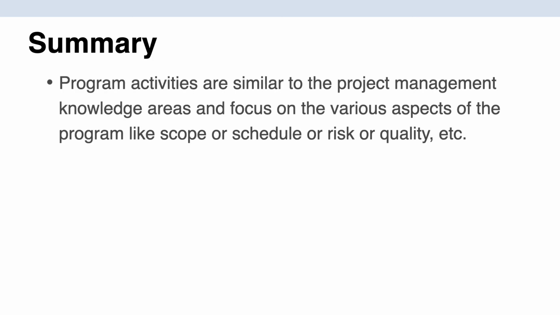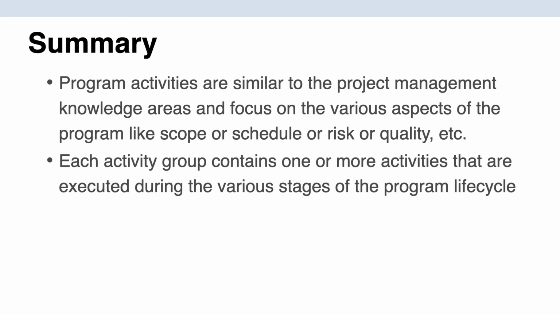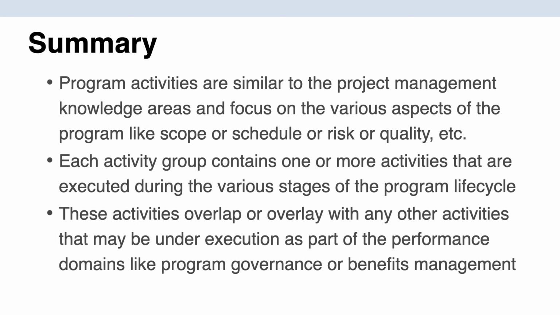So program activities are similar to project management knowledge areas and focus on various aspects of the program, such as scope or schedule, cost or quality, etc. So we see a lot of similarities from the PMBOK here. Each activity group contains one or more activities that are executed during various stages of the program lifecycle. These activities will overlap or overlay with any other activity that may be under execution as part of the performance domain, like program governance or benefits management.